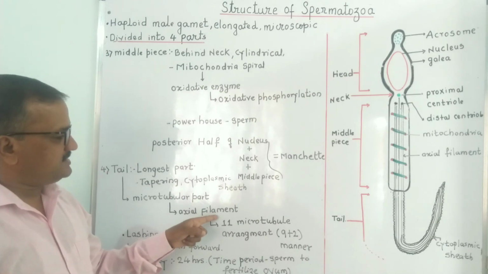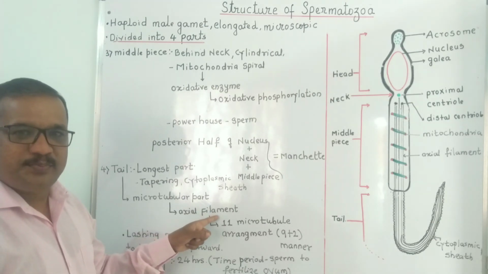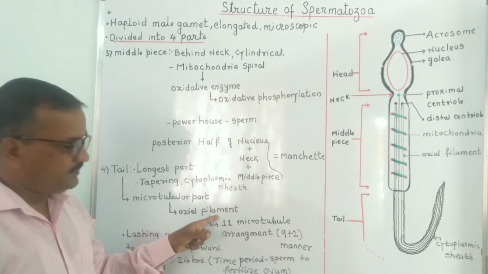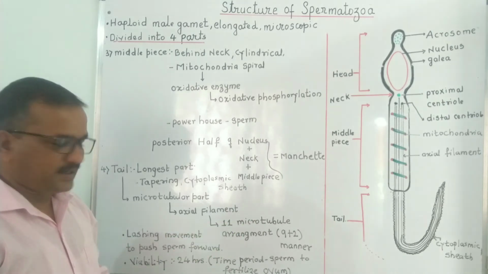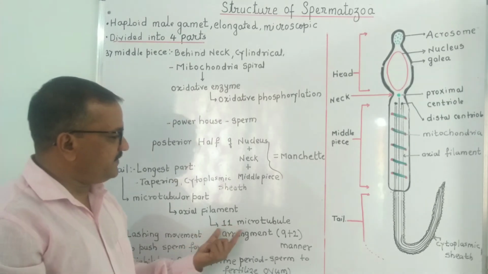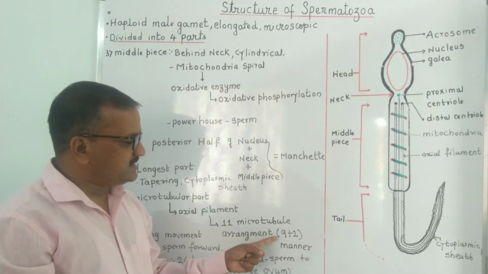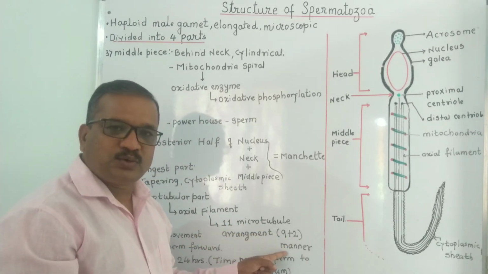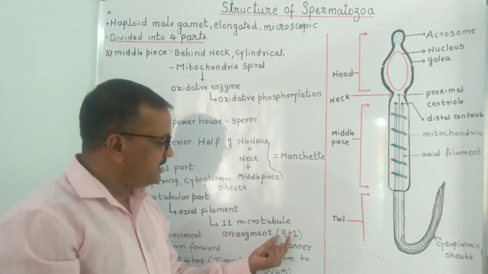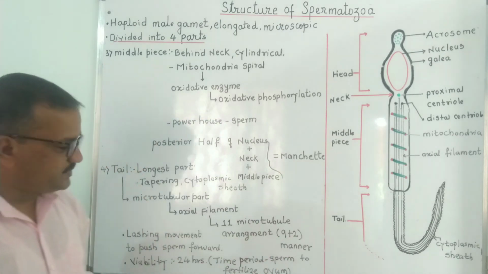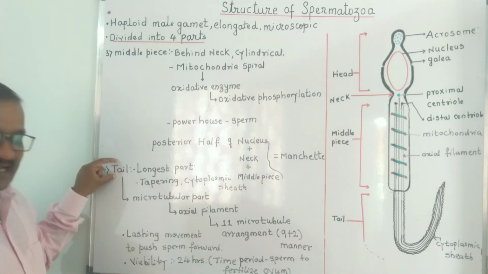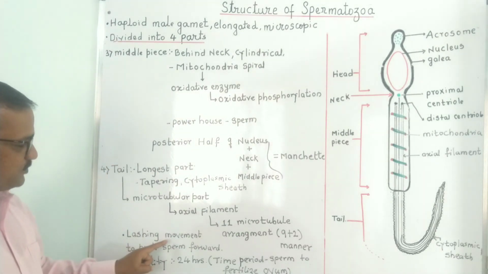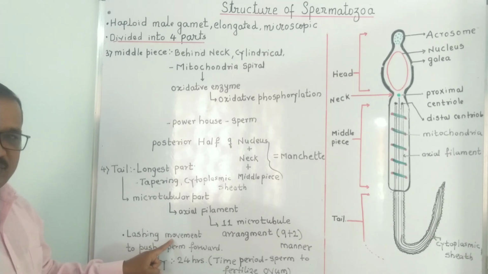And if you see microscopically by taking a TS of it, you will come to know that these microtubules are 11 in number. How are they? They are 11 microtubules, arranged in a 9 plus 2 manner. So how is the arrangement? 9 plus 2 manner is the arrangement of these microtubules. Now the function of the tail is what? It shows lashing movement.